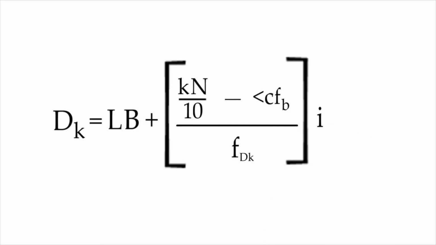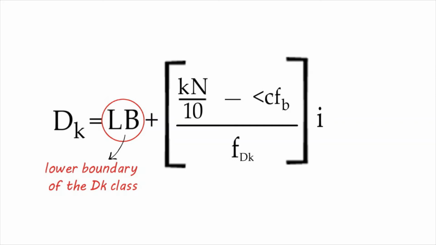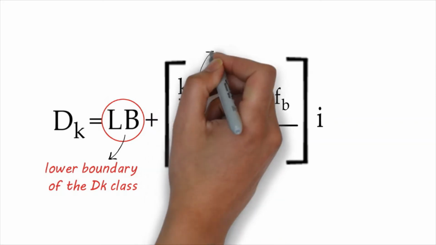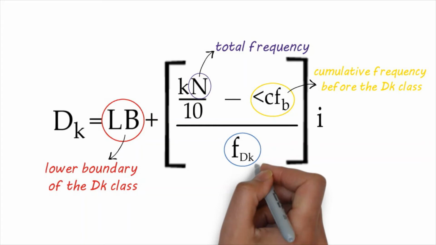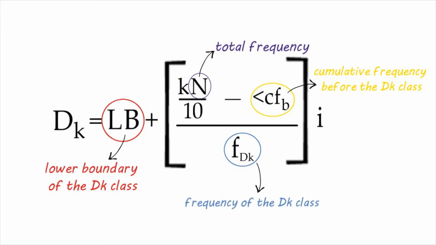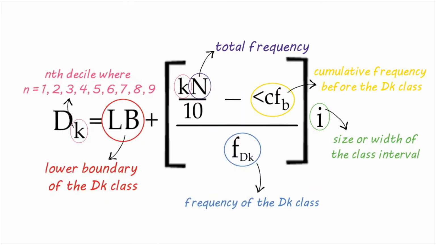So, let us now identify the values of the variables in our formula. LB stands for the lower boundary of the D sub k class. N is the total frequency. CFB is the cumulative frequency before the D sub k class, while F sub D sub k is the frequency of the D sub k class, I is the size of the class interval, and K is the kth decile where k can be equal to 1, 2, 3, 4, 5, 6, 7, 8, and 9.